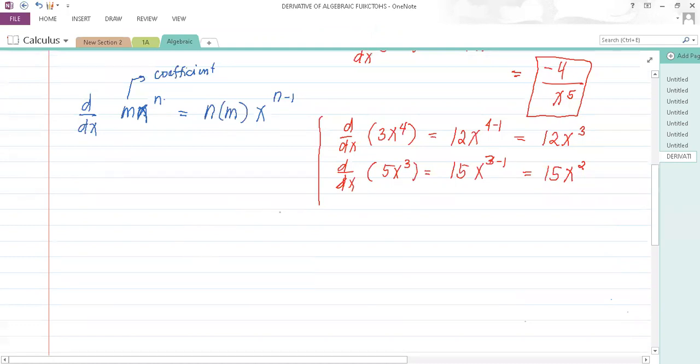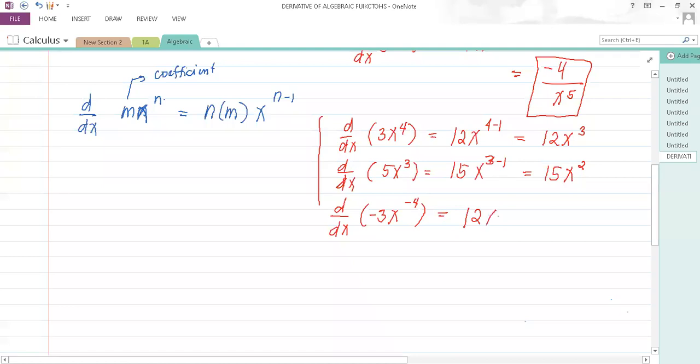So what if we have a negative exponent pa din? Say, find the derivative d over dx of negative 3x raised to negative 4. Okay, so if we have here a negative exponent and a negative coefficient, you have to be very careful on the sign. Negative 4 multiplied by negative 3 is equal to positive, kasi negative multiplied by a negative, the same sign, magiging positive. So that is positive 12.